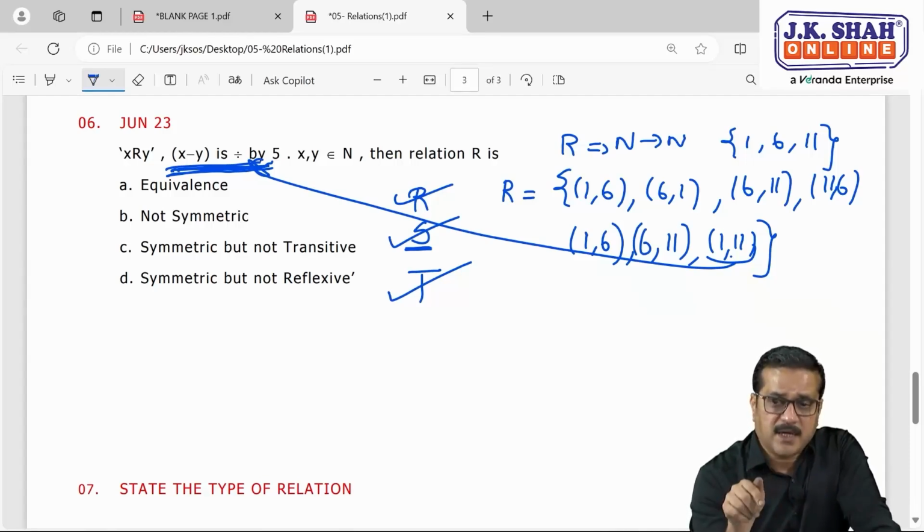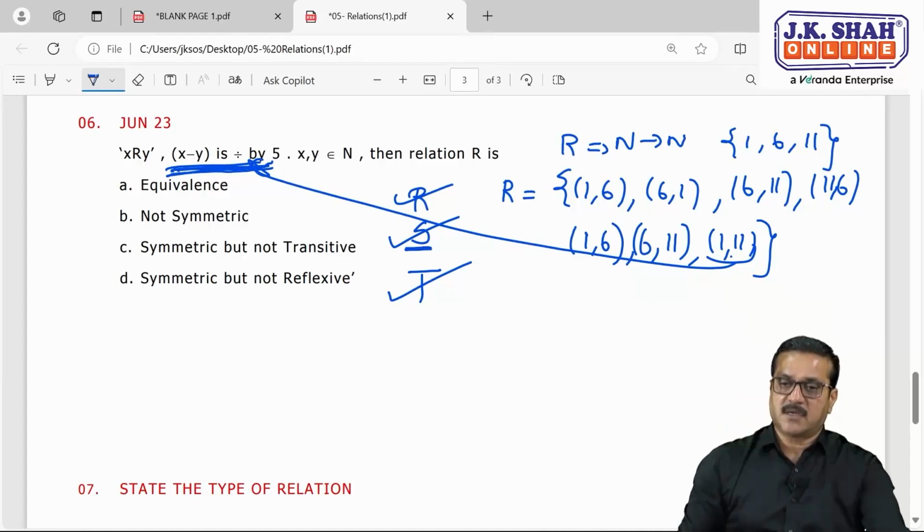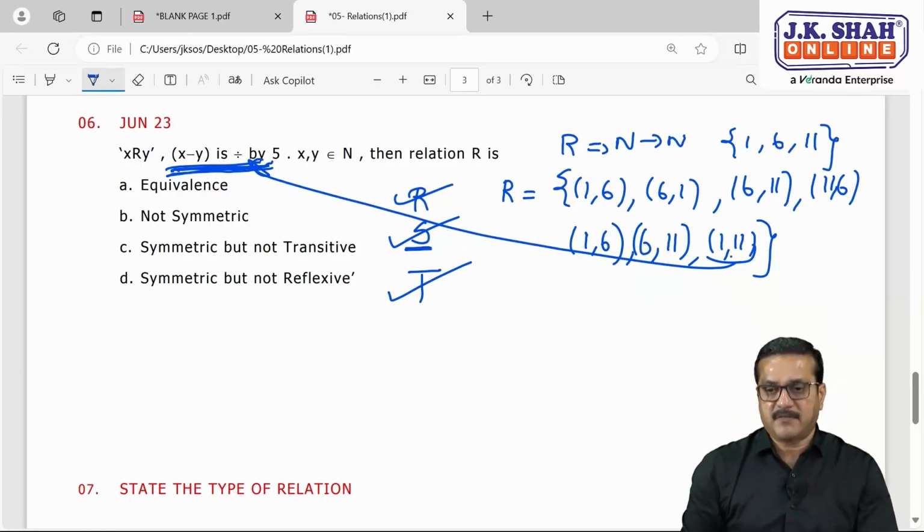If A, B is in R, then should B, A be in R? So ask yourself, if A, B is in R, then A, B must have satisfied what? This condition: A minus B must be divisible by 5. So then it also says B minus A will also be divisible by 5. Check. So symmetricity holds. Now I am not using numbers. So let's say I am going with my infinite set of n.